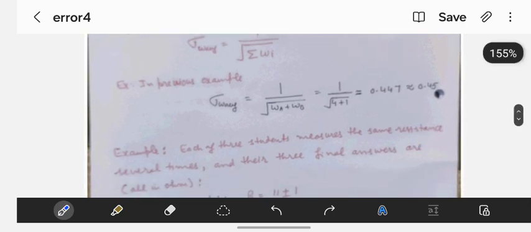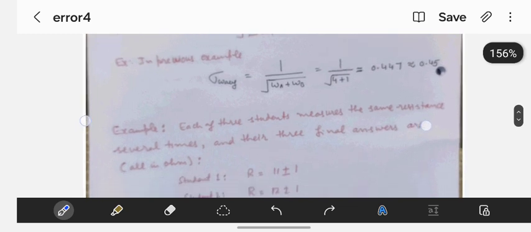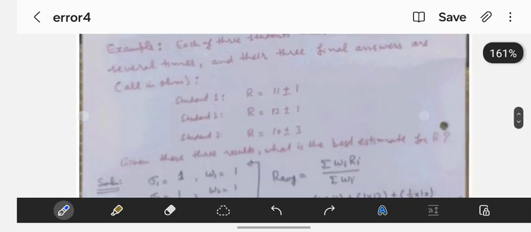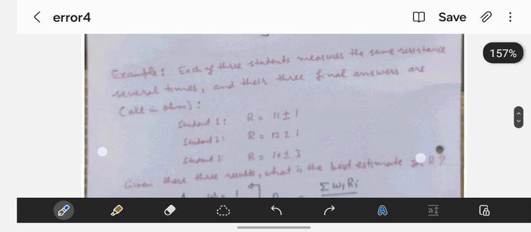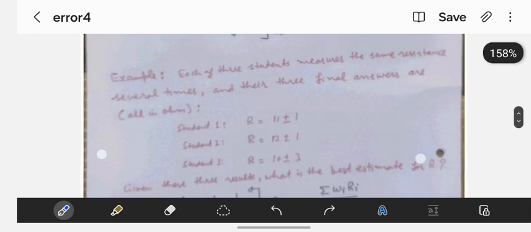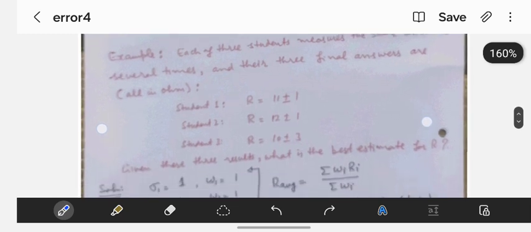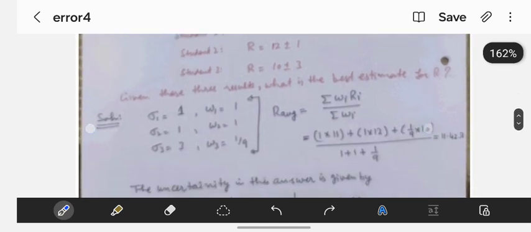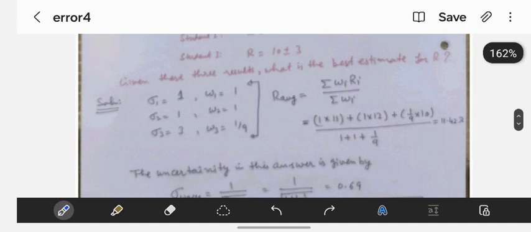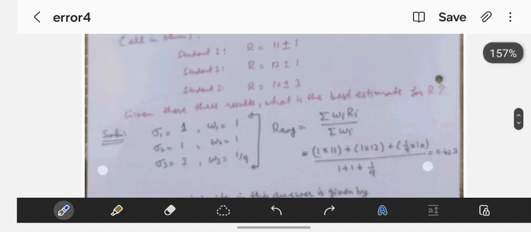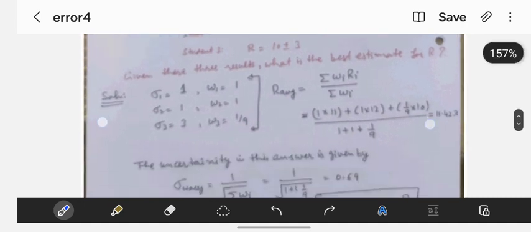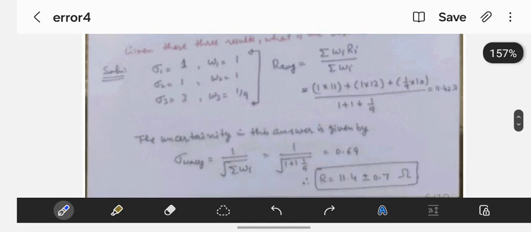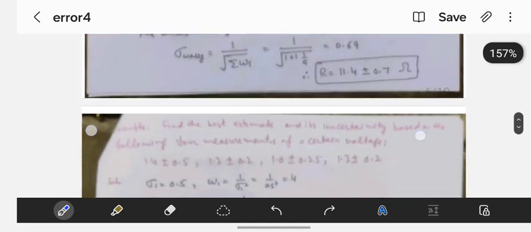That is summation. Okay, so there is one more question. Each of these students measures the same resistance several times, and their three final answers are these. Now we need to combine them, so we get the weights omega 1, omega 2, omega 3. We calculate the weight, that is the weight actually. Then we will get the R average, that is the formula we used, and then the sigma average.